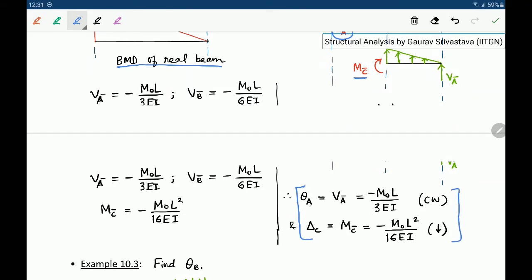Now theta A, which is VA bar, the slope at A, which is the shear force at A bar, comes out to be negative, which means this is a clockwise rotation at A. And delta C, which is MC bar, the deflection at C, which is the moment at C bar, also comes out to be negative, which means the beam has a downward displacement at point C. And that is apparent from the loading conditions as well.